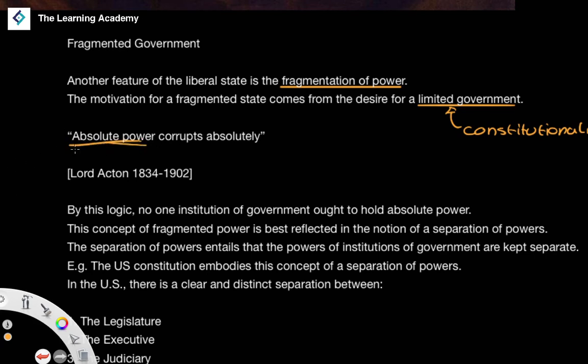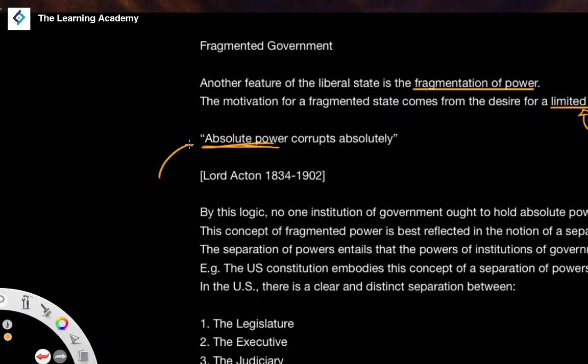So the idea of absolute power is something that is not desirable. So absolute power is not a good thing. So absolute power is equal to not very good.